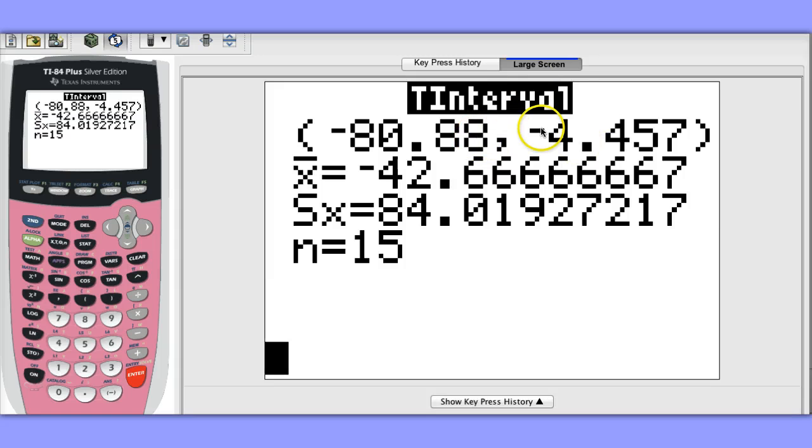Notice 0 is not in the interval, and that's consistent with our hypothesis test. But notice the true mean difference in wait time might be over a minute, about a minute and 20 seconds, or it might only be about 4 seconds. So there's quite a bit of variability there.